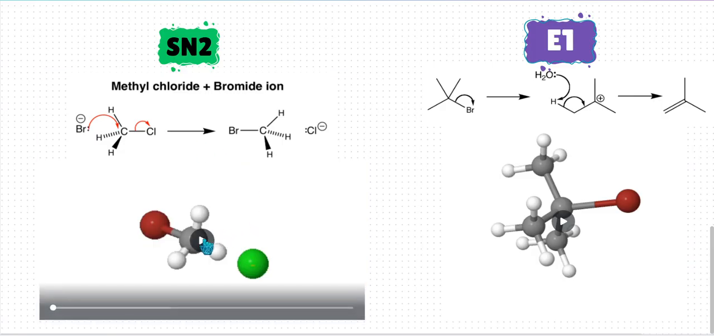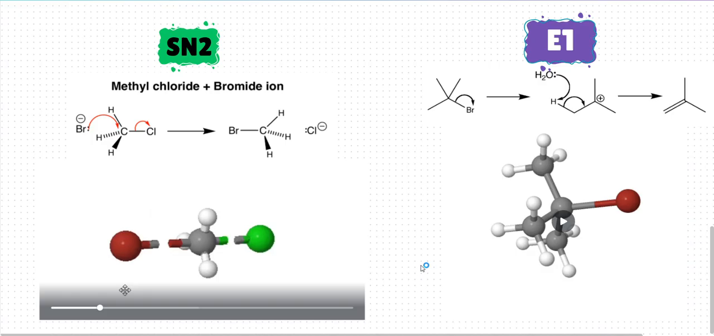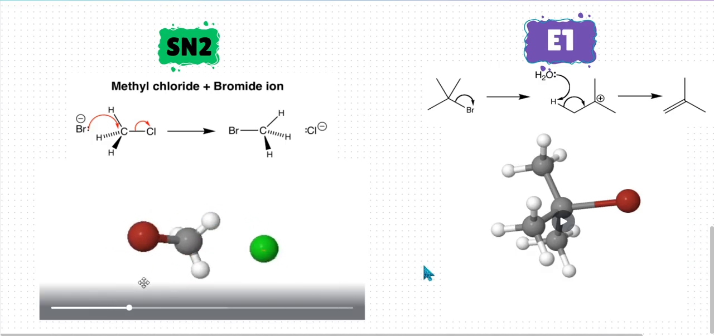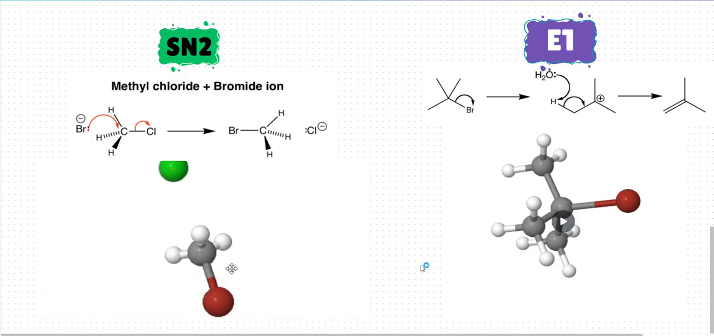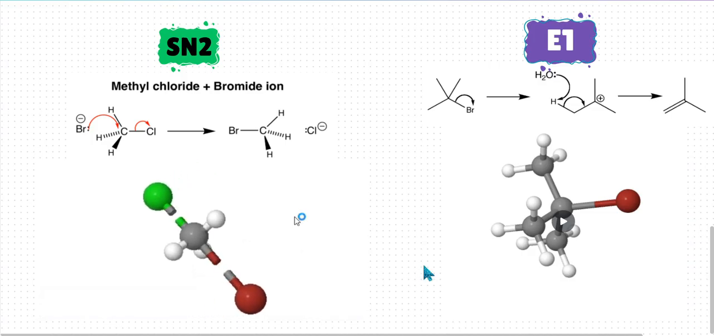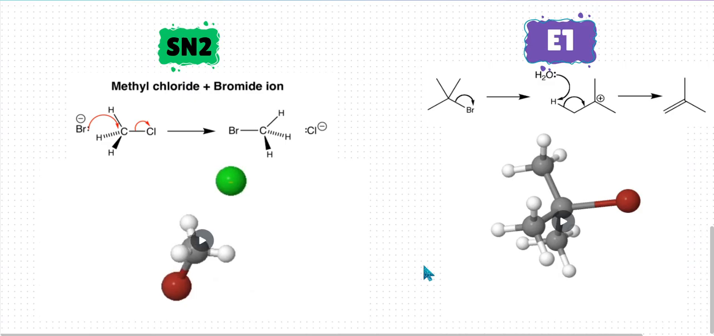So let's look at this animation to understand what we mean by SN2. So this one is SN2. You see, whilst the leaving group is leaving, your nucleophile is also attacking. So we are going to have a transition stage between these two. There's a transition stage that is being formed, and this transition stage is very unstable. So this happens before the leaving group leaves.